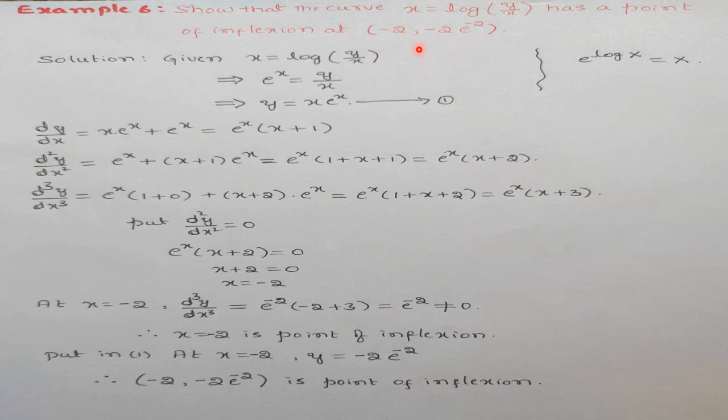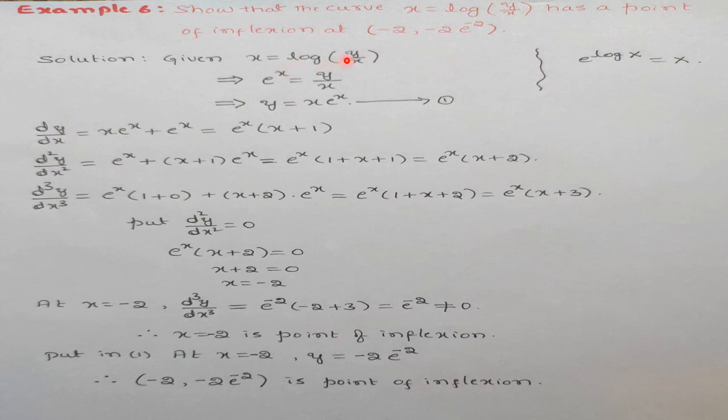To check whether that point is an inflection point or not, what we have to do? First find the second derivative and third derivative. We have to check whether the third derivative is 0 or not at this point. If the third derivative is not 0 at this point, then we say that it is an inflection point. Okay, let's begin.